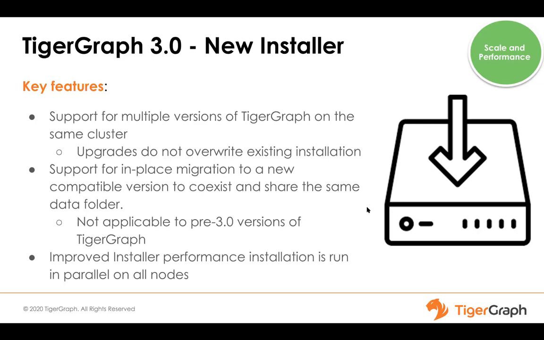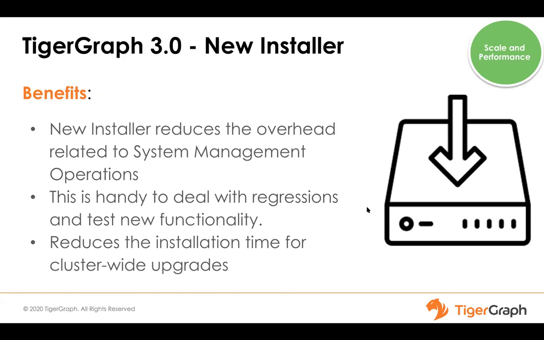And also this newer installer runs in parallel on all nodes. That allows the performance to basically become constant time. So if you go from 10 nodes to 20 nodes, your installation time for any upgrades will remain constant. From a benefits perspective, obviously our key objective here is to reduce the overhead on the system management operations.